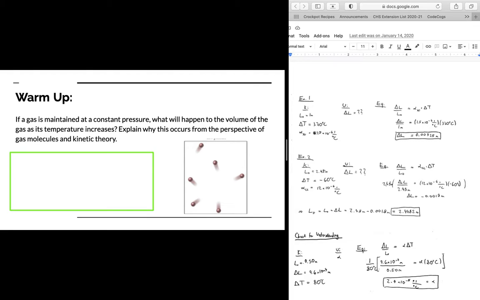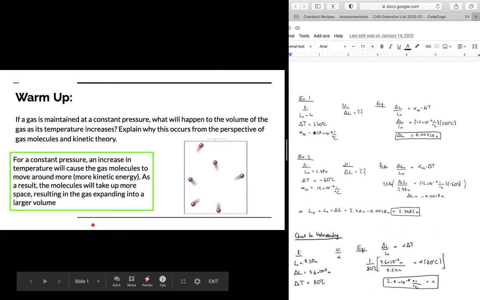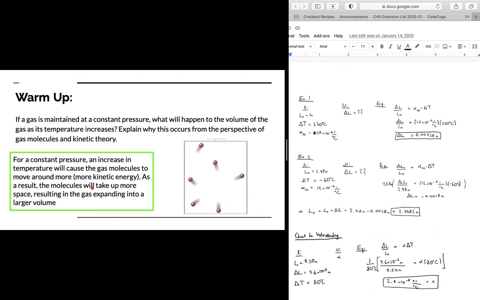Alright, so let's go ahead and take a look at our response here. Recall that according to Charles' law, for a constant pressure, an increase in temperature will cause the gas molecules to move around with more kinetic energy. As a result, the molecules will take up more space, resulting in the gas expanding into a larger volume. And remember that we have to have the volume be flexible in order to expand, because that's what keeps the pressure constant. Otherwise, if our volume is fixed, our volume cannot expand, and thus the pressure will increase instead.